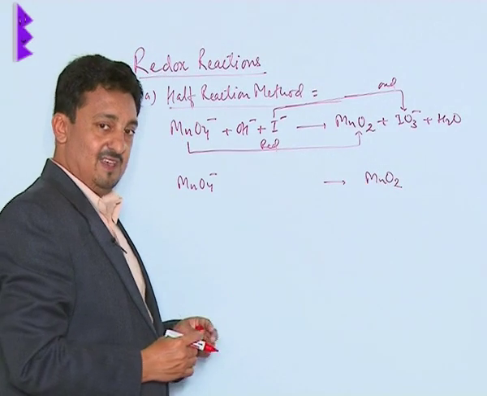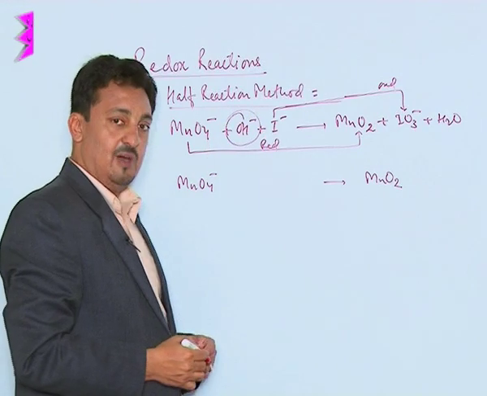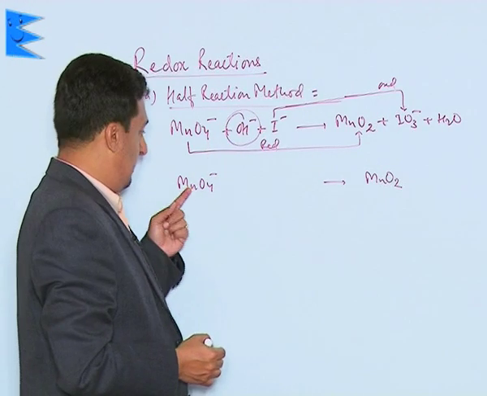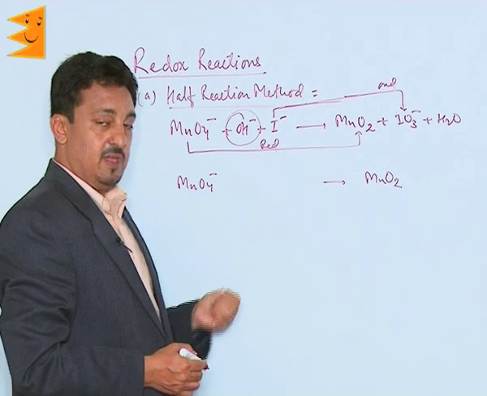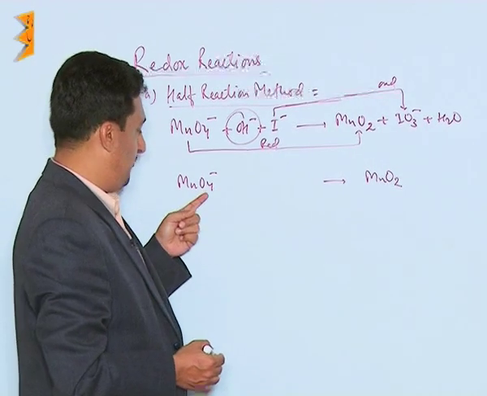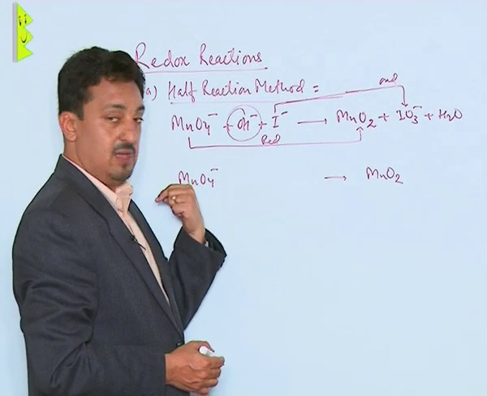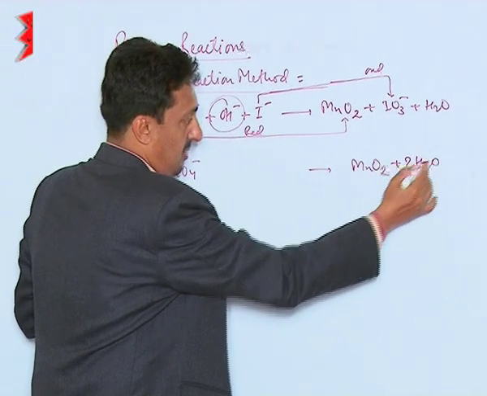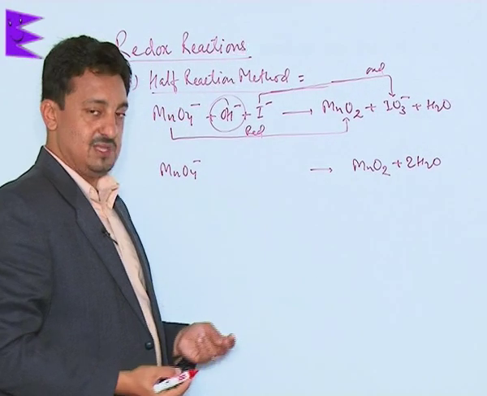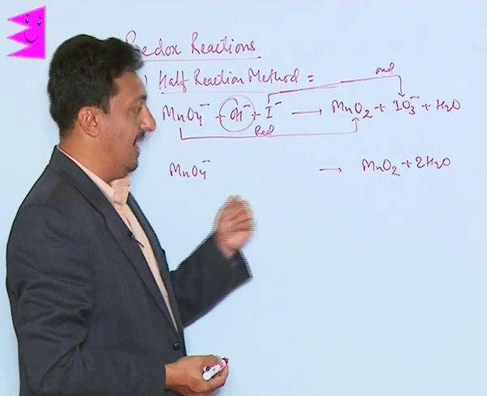Let us first balance this. Remember, as it is indicated, the medium now is basic. The manganese atoms are already balanced. How can we balance oxygen? There are 4 oxygen atoms on the left hand side, 2 on the right hand side. How can we balance the oxygen atoms? By simply putting 2 water molecules on the right hand side. So oxygen gets balanced. Now we have to balance hydrogen.